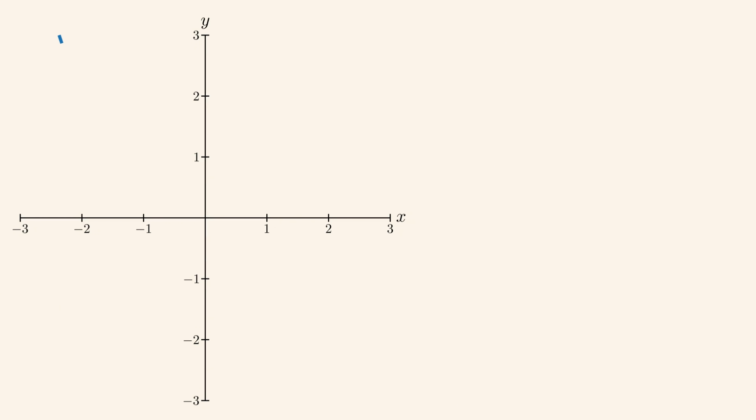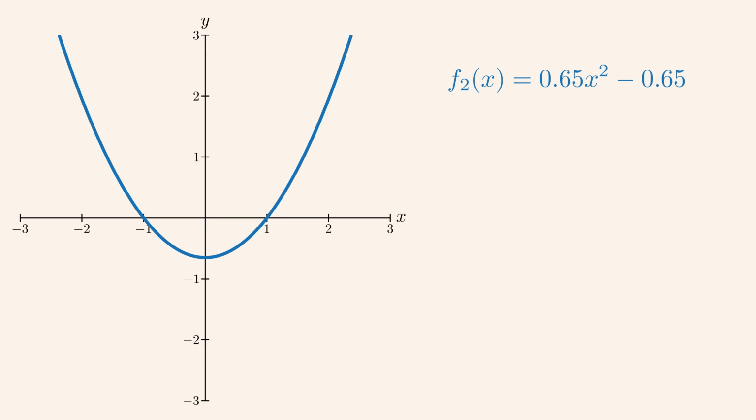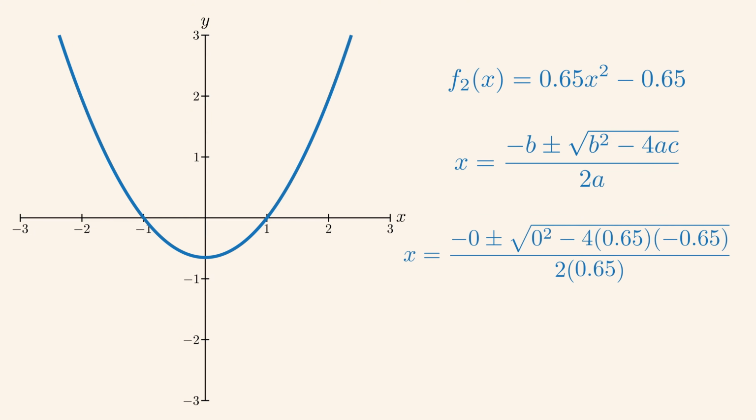Let's start with a simple quadratic function. We can find its roots using the familiar quadratic formula, which I'm sure you've learned before. When we plug in the coefficients of the three possible terms, we find that the roots are at -1 and 1. So let's mark those.